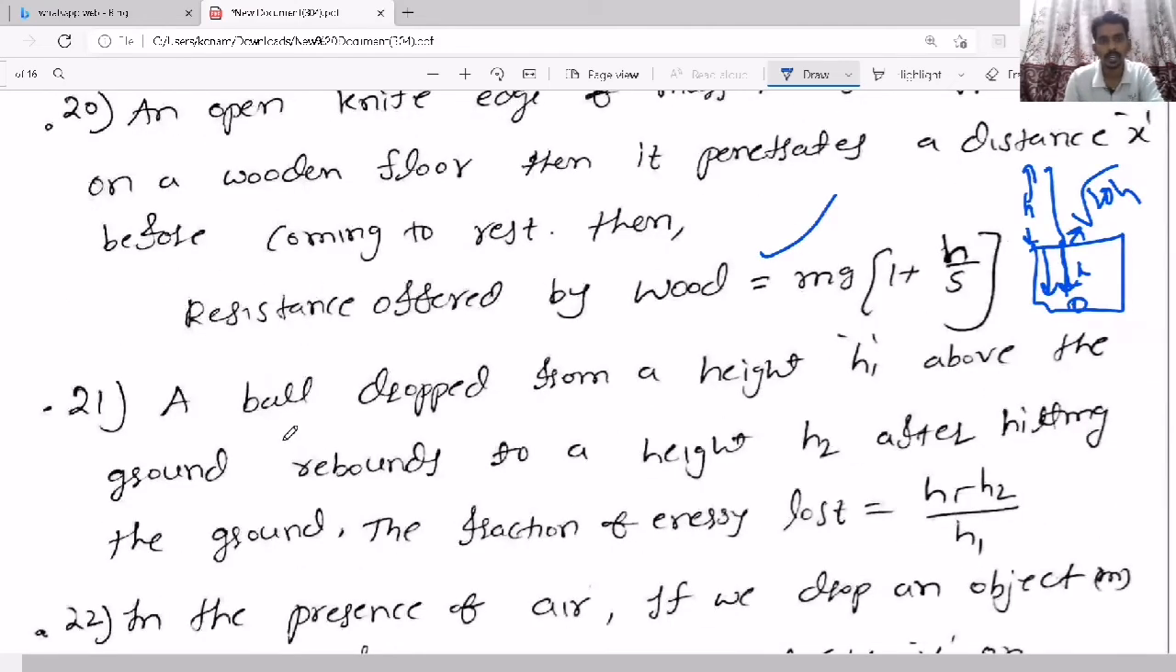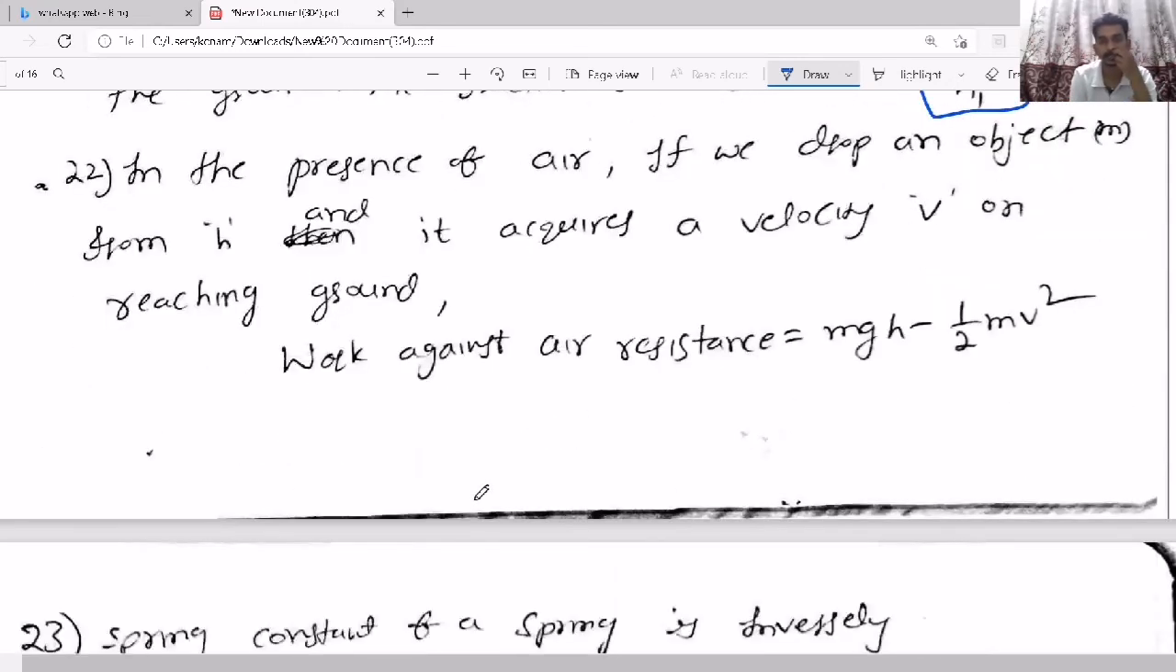Similarly, a ball dropped from a height h1 above the ground rebounds to a height h2 after hitting the ground. The fraction of energy lost is. So it is a very simple one. Initial potential energy mgh1, final is mgh2. So the fractional loss means final minus initial is called change, and change by initial is called fractional or relative change.